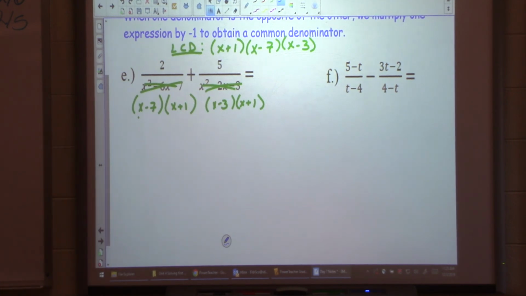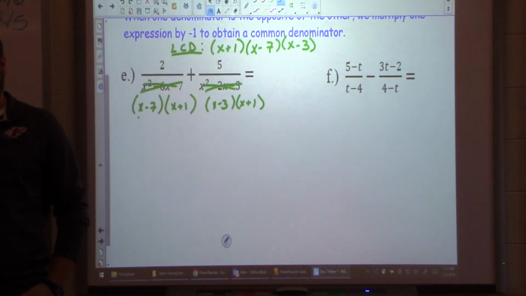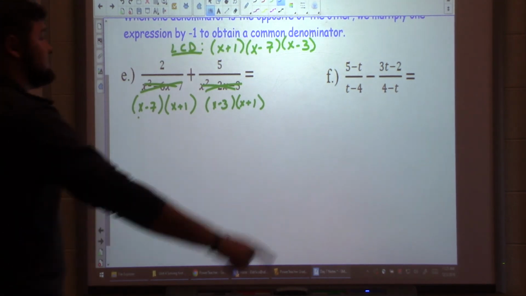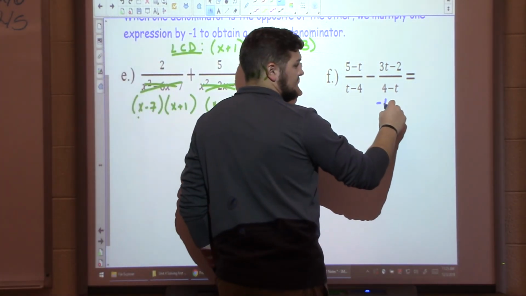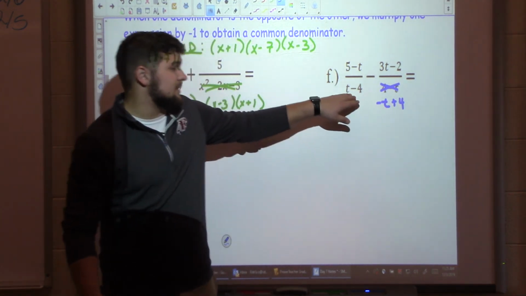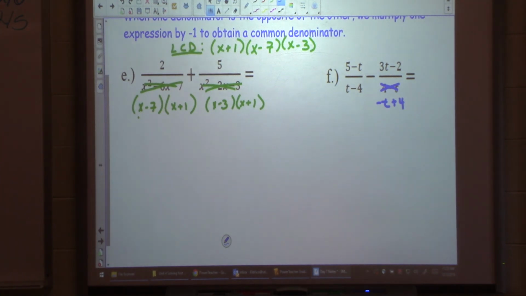So if I look at it, 5 minus t over t minus 4, minus 3t minus 2 over 4 minus t. Do I have common denominators? No. I do not. I'm really close though. If I rewrite the second one, I get negative t plus 4. That is really close to my other one. Except, what do you notice about it? It's adding instead of subtracting. They have the opposite signs.